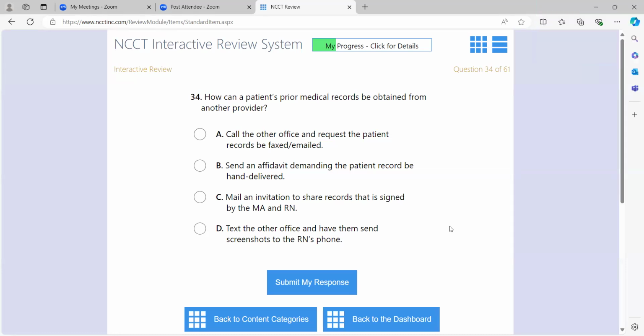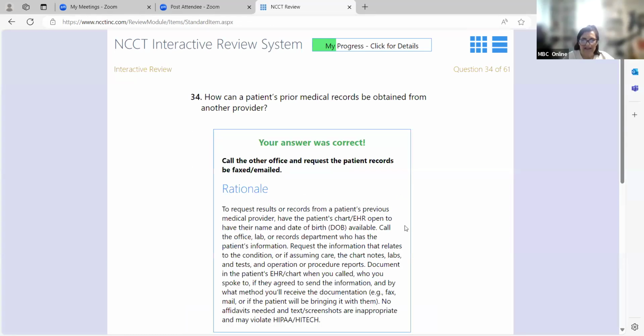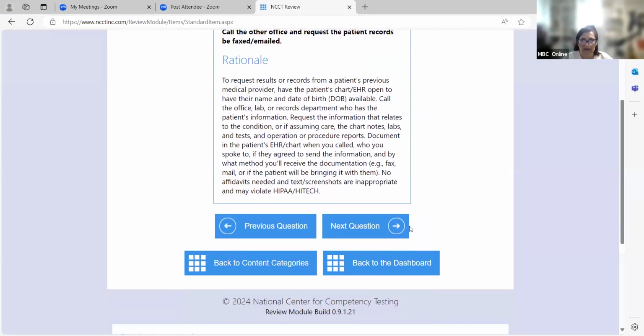Call the other office and request the patient records be faxed or emailed. That is correct. So you would call the other office and request that the records be faxed or emailed. And hopefully the physician has a secure fax and a secure email to get those records.